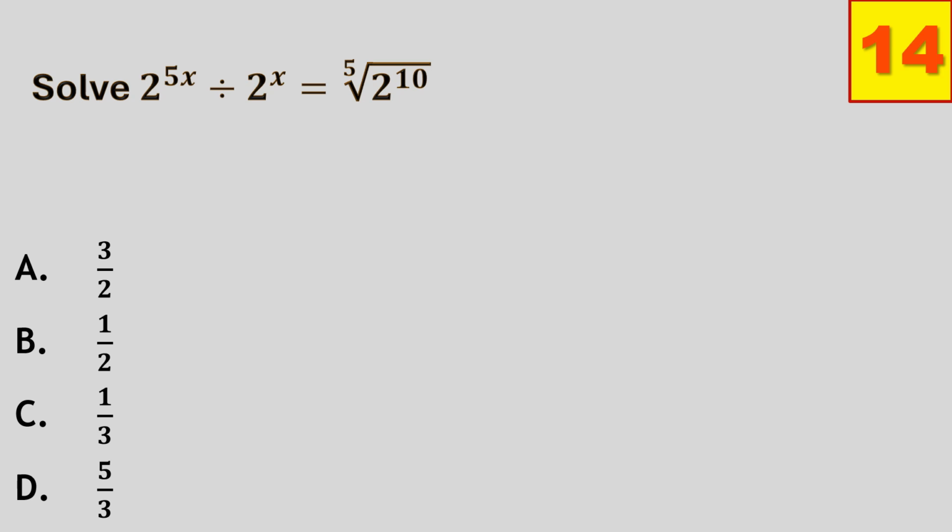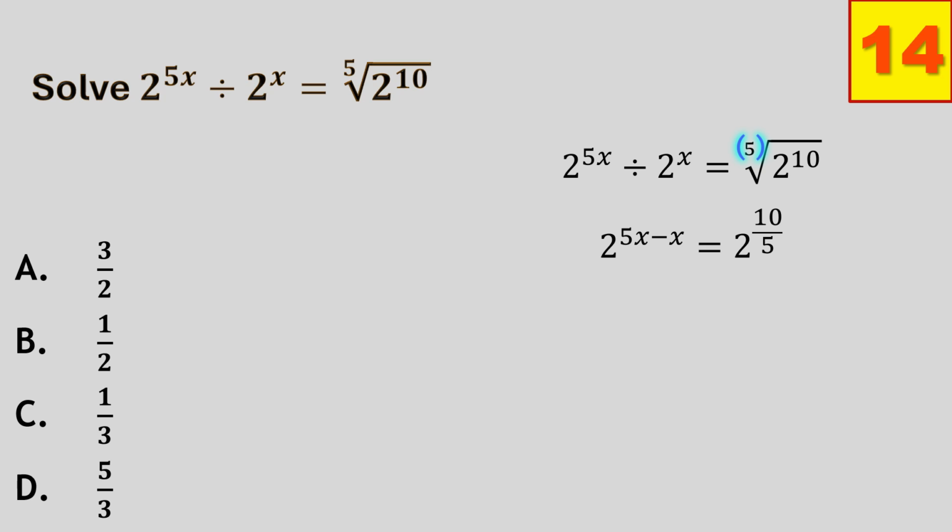Solve this equation. Because these numbers have the same base, dividing them is the same as subtracting x from 5x. And the fifth root of a number is the same as dividing their index by 5. 5x minus x is 4x, and 10 over 5 is 2. These numbers have the same base and they are equal, so their indices must be the same. Divide both sides by 4 and x is equal to half, 1 over 2.